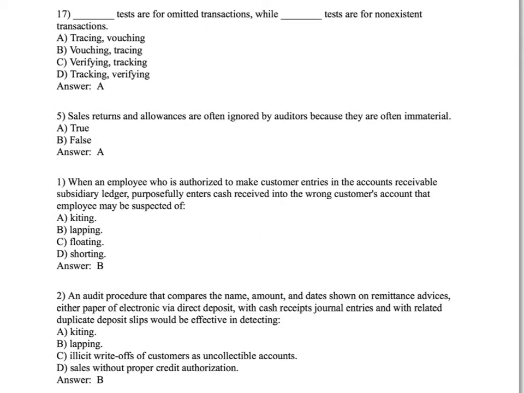Number 17, tracing tests are for omitted transactions, while vouching are for non-existent transactions. So when you're thinking about the accounts receivable or sales. Now for number 5, sales returns and allowances are often ignored by auditors because they are often immaterial. So that's true. The returns and allowances, sometimes they're so small that you're not concerned about it, but for the size of a lot of your clients, it should be considered.